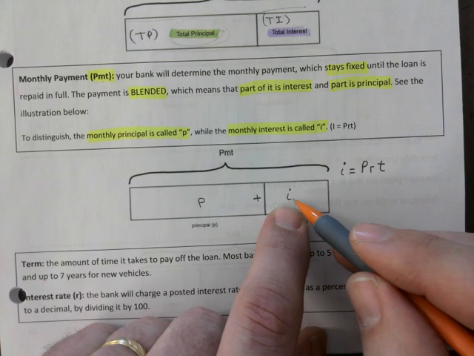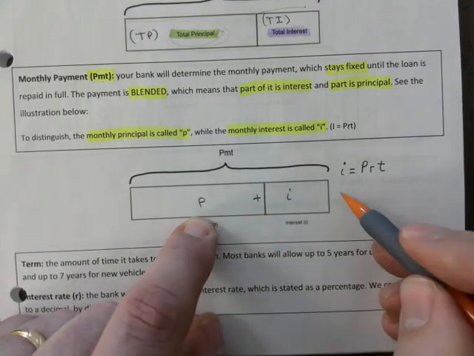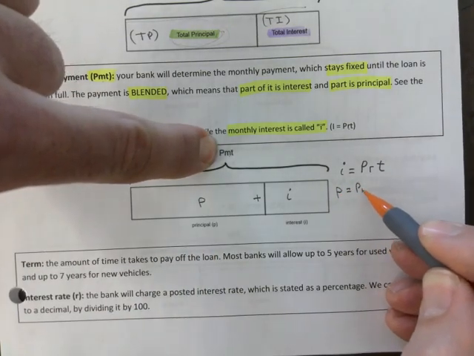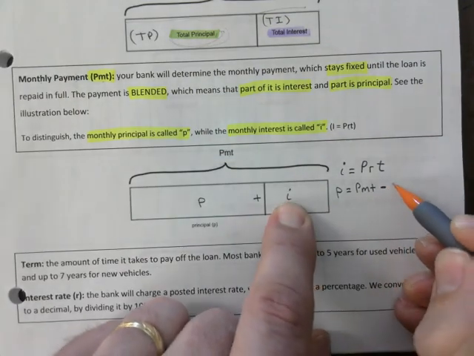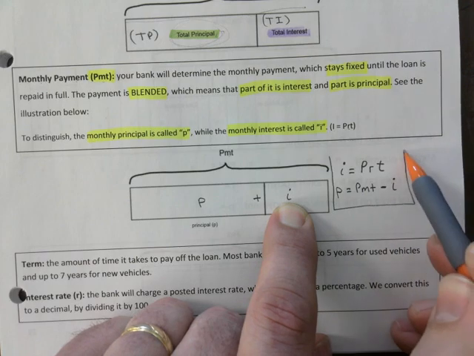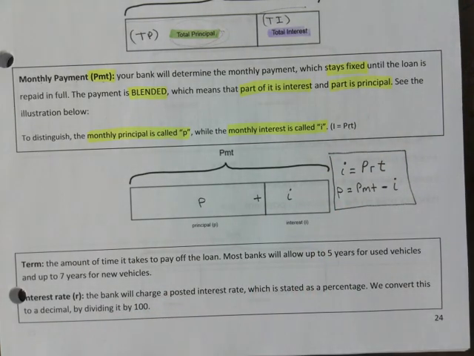Once you calculate this, once you have this number, to find p, we would just go payment, watch where my finger is, payment minus this number that you just calculated. And these are important formulas that I want you to remember and put on your study sheet.